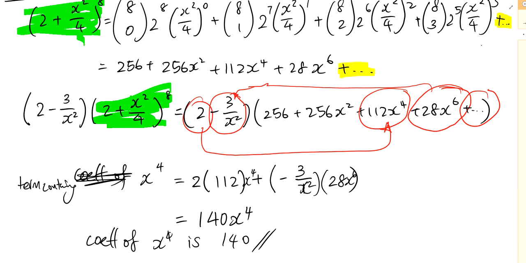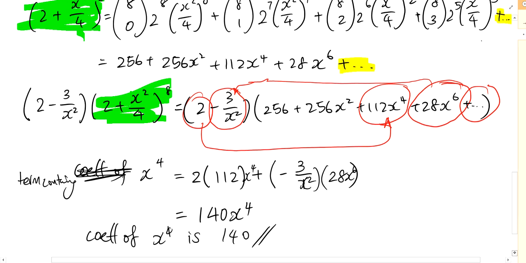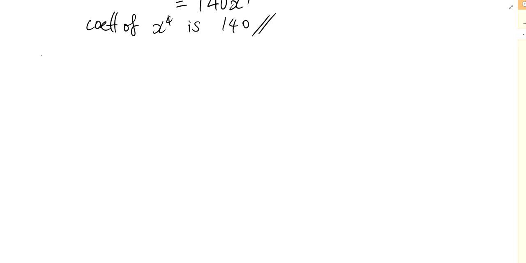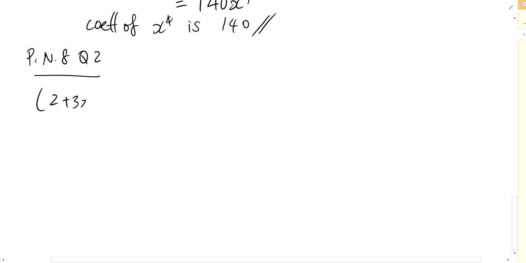Your turn to try. Question 2, practice now 8. And I give you a hint. Before you start, I want to give you a hint first. So let's read the question together. Obtain the first three terms in an expansion of (2 plus 3x) power 5, (1 minus 2x) power 6.